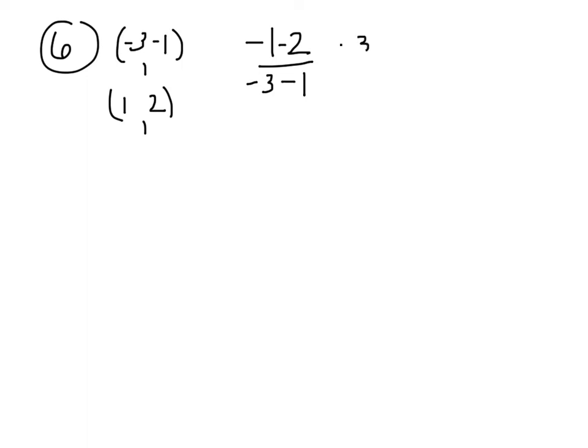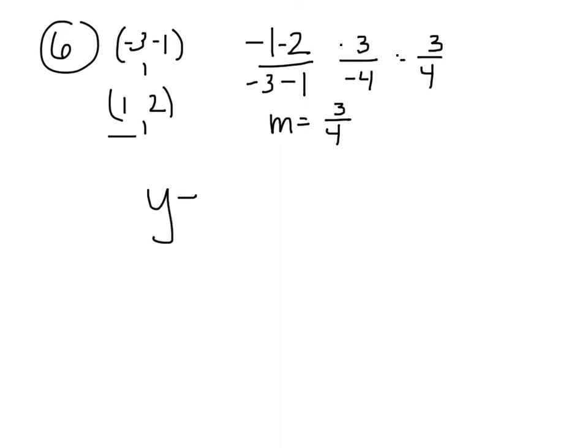Number 6. Identify the 2 points. The points are -1, -2, and -3, -1, and 1, 2. So I have to first find my slope, subtract my y's over subtracting my x's. That gives me -3 over -4, which gives me a slope of 3/4. So my slope is 3/4.